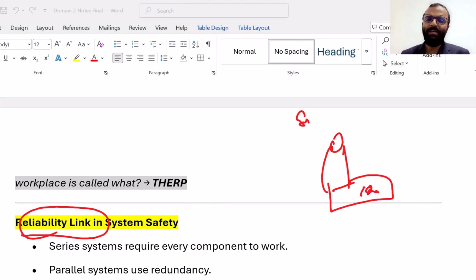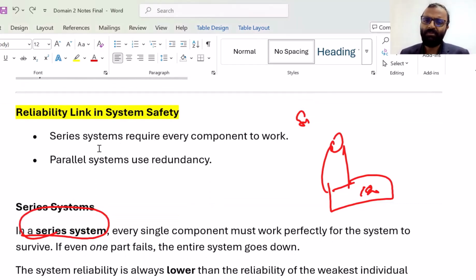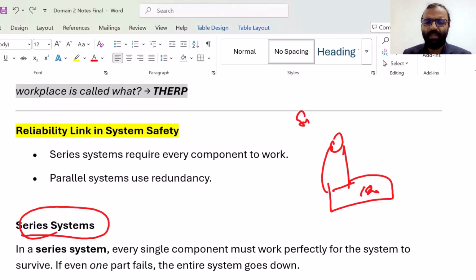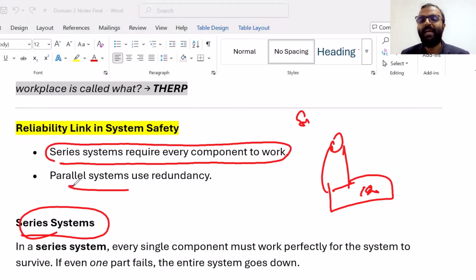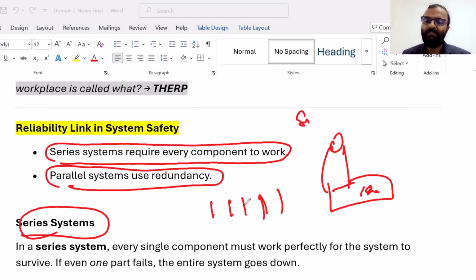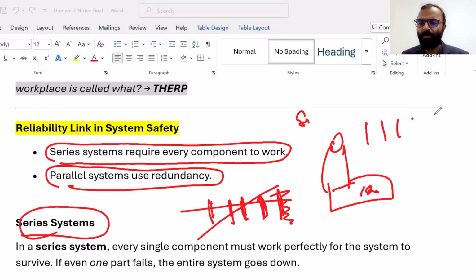So there are two types of reliability: series reliability and parallel reliability. Series reliability means every component has to work. For example, if there are five components, in series reliability all five should work. If any one component fails, the whole system will stop working. In parallel reliability, with five components, even if one component fails, there is no problem. The other components will work.